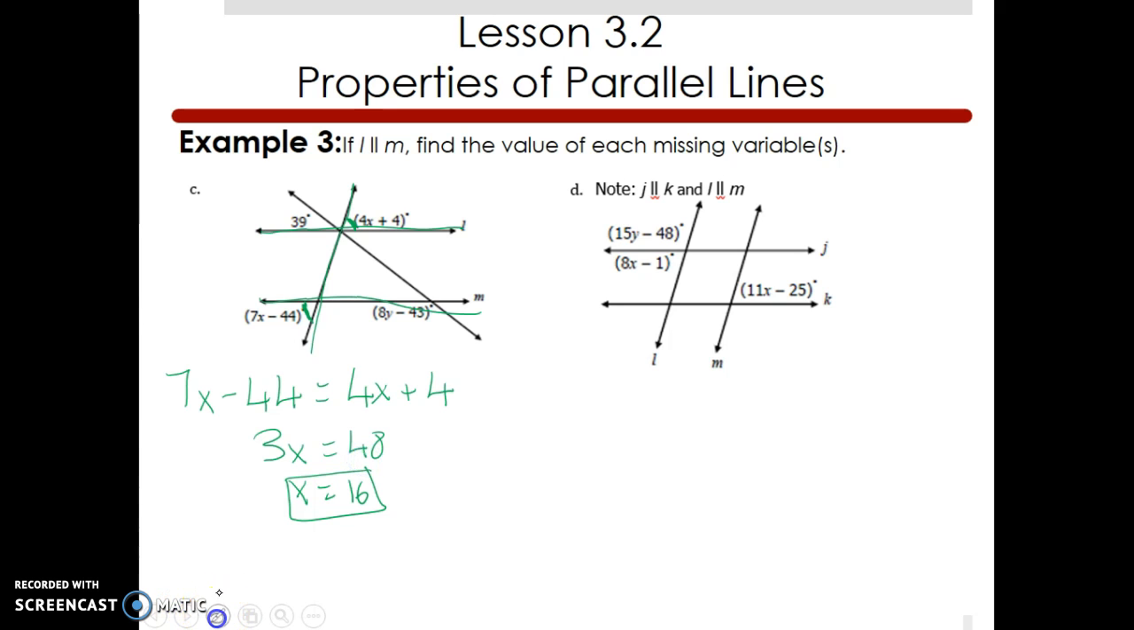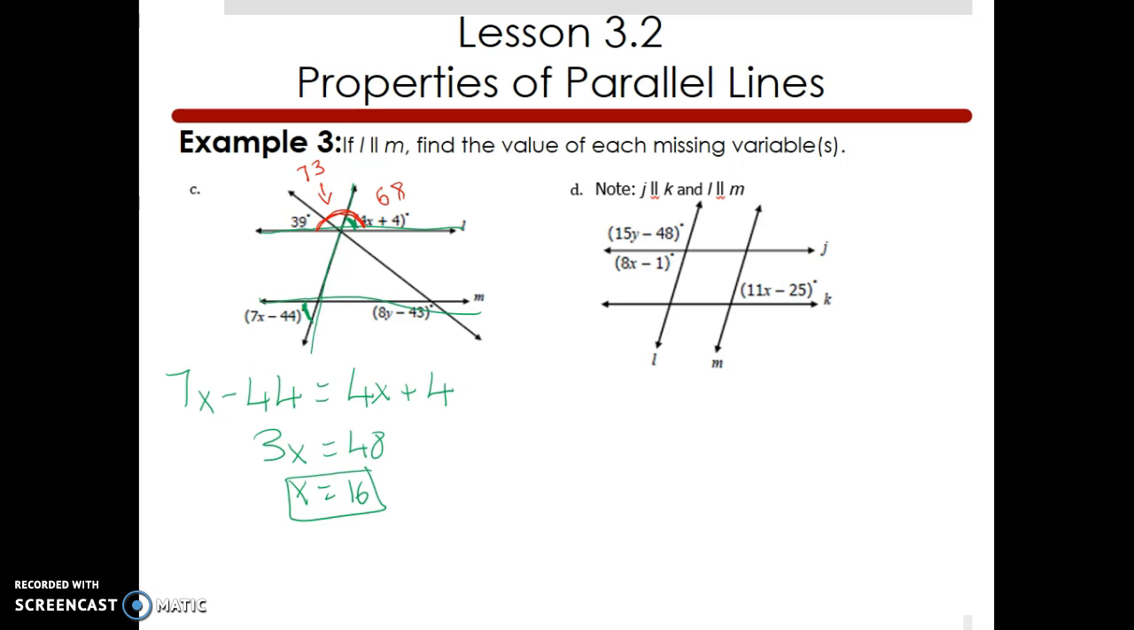So if x equals 16, I still have y to solve. So if x equals 16, I'm going to plug it in here. If I plug in x, I get 64 plus 4, which is 68. This together, it's a straight line. So a straight line equals 180, correct? So if this is 39 and this is 68, I'm going to do 180 minus those two angles to find the middle angle. And I find that this is 73.